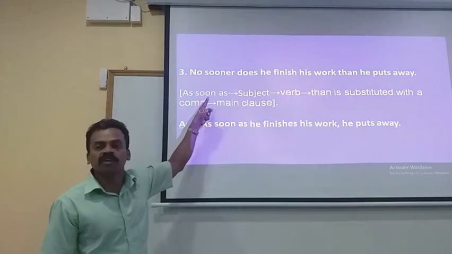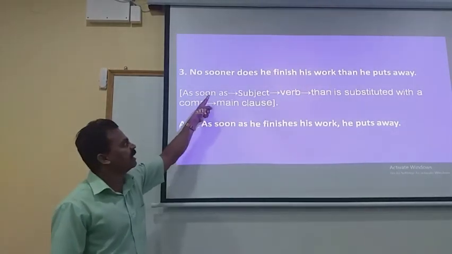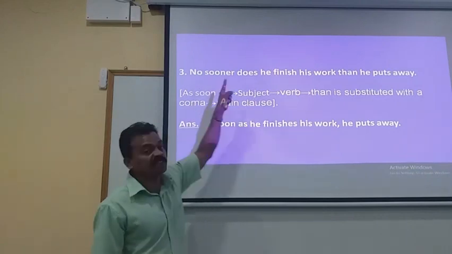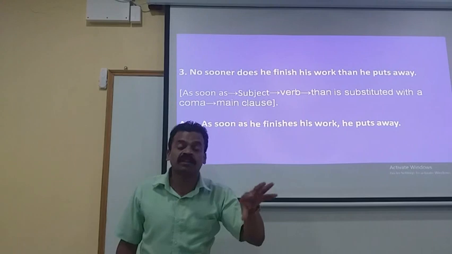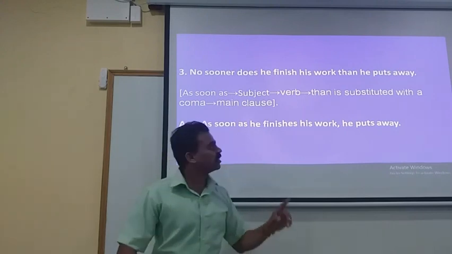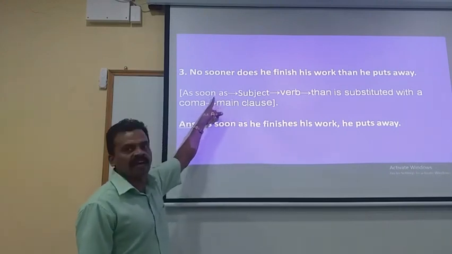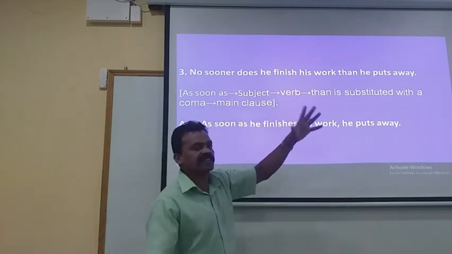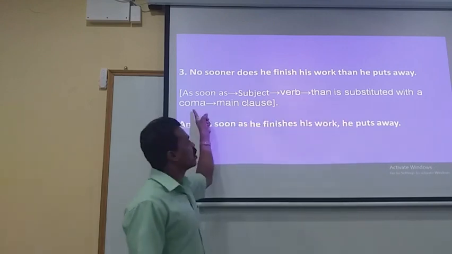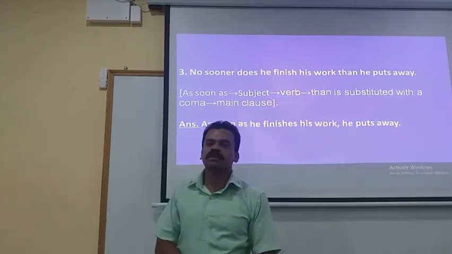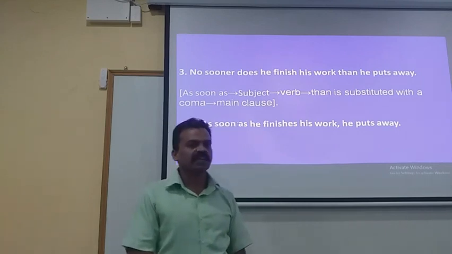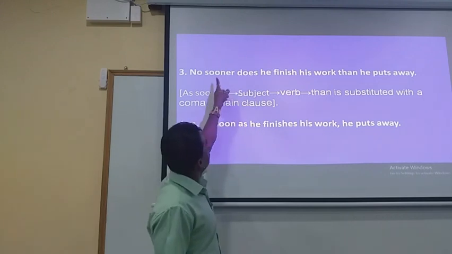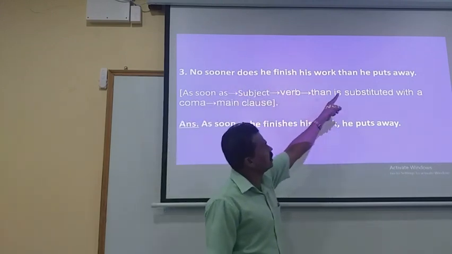And as soon as, we already know that in all the cases we saw, immediately after as soon as a subject is to be placed. Whereas in no sooner, immediately after no sooner the verb or the verb form is placed. That is not the case with as soon as. Immediately after as soon as we made use of the subject. Then after the subject, the verb and the rest as it is, then than is substituted with a comma and the main clause is to be placed exactly as it is. So therefore our answer is no sooner does he finish his work than he puts away.